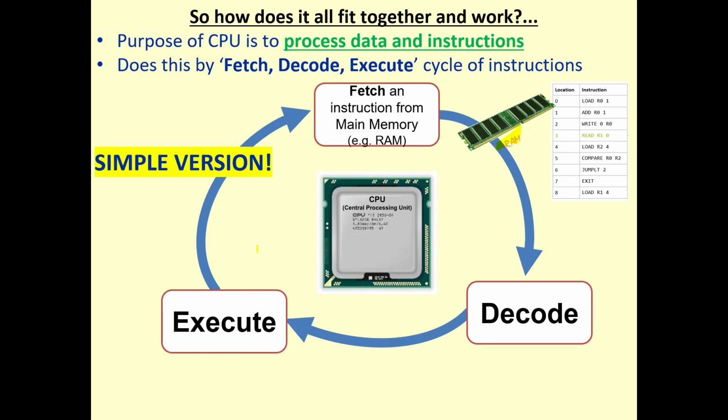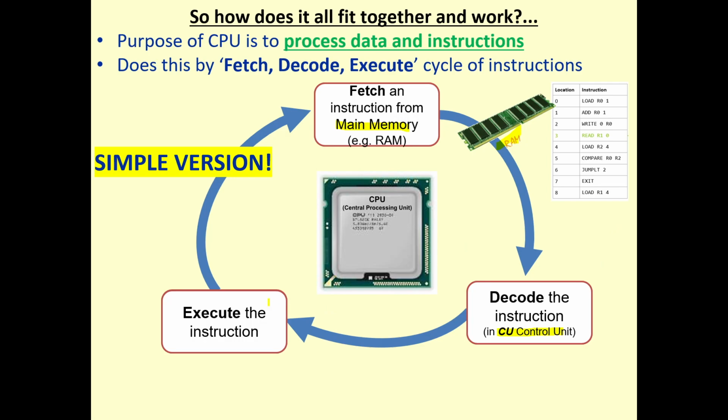Well, you need to know that instructions are fetched from main memory, from your RAM. So the CPU goes to RAM and fetches the instructions. Straight away, there's a point. It decodes the instructions in the control unit. Part of the CPU decodes the instructions. And it executes the instruction, carries out the instruction, and then it goes back and starts again. The whole cycle starts again. Fetch, decode, execute. Very simple version.